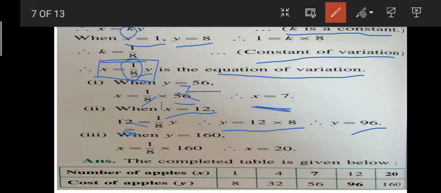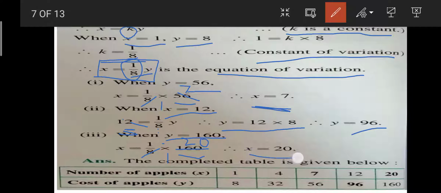So 12 8s are 96. Now here the value of y is given to us, that is 160. Now as here we will put the value of y, the value is 160. Now students will do x is equal to 1 upon 8 into 160 because the value of y is 160. So 8 ones are 8, 8 twos are 16 and zeros are 0.